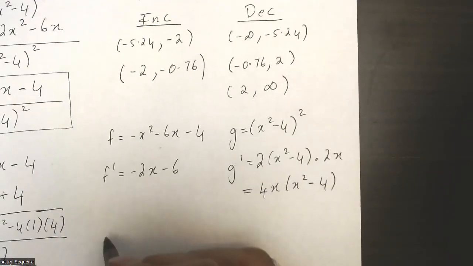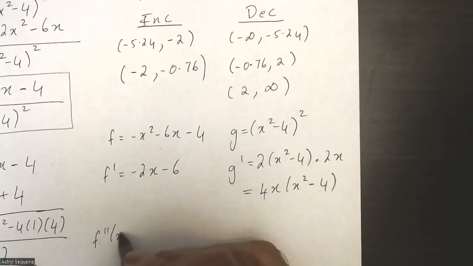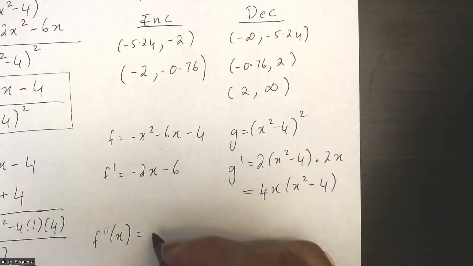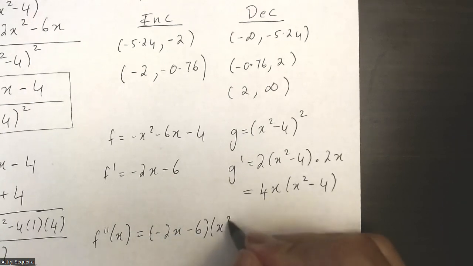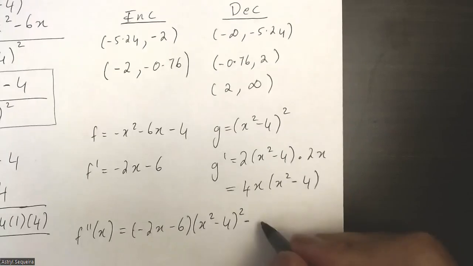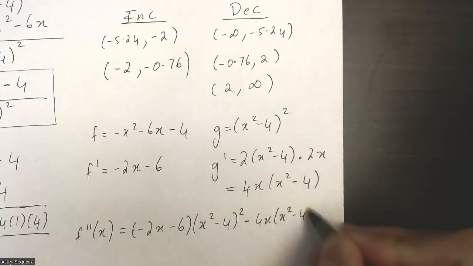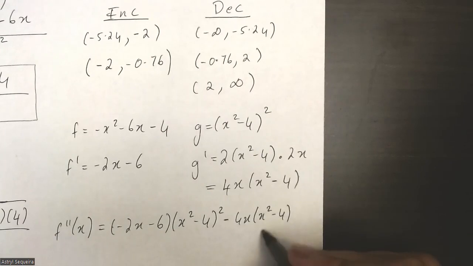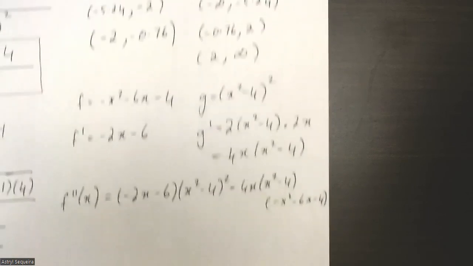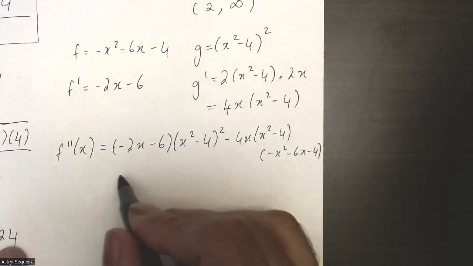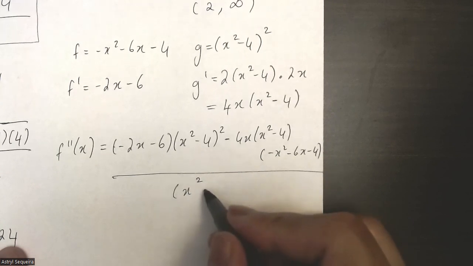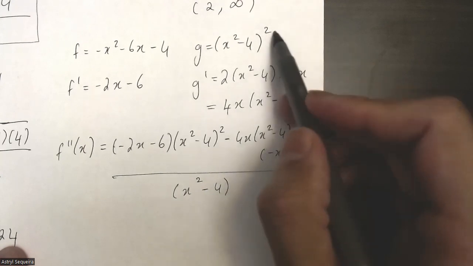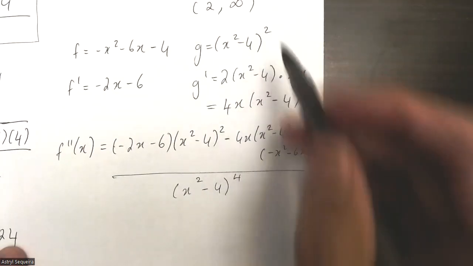I'll do quotient rule. So f double prime of x equals negative 2x minus 6, f prime, times g, minus g prime times f. I'm going to squeeze that in down here because there's no space. That's what it looks like. And this is all divided by g squared. So x squared minus 4. And now the new exponent is going to become 4 because squared becomes 4.